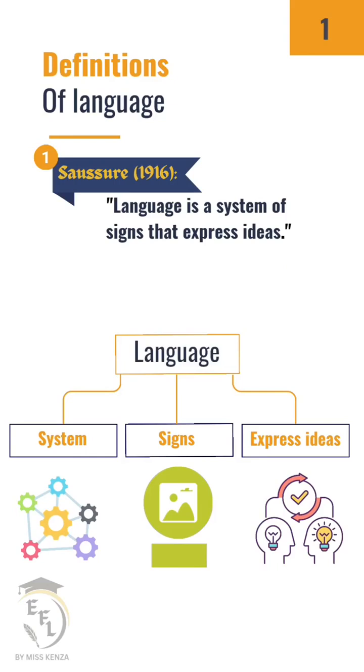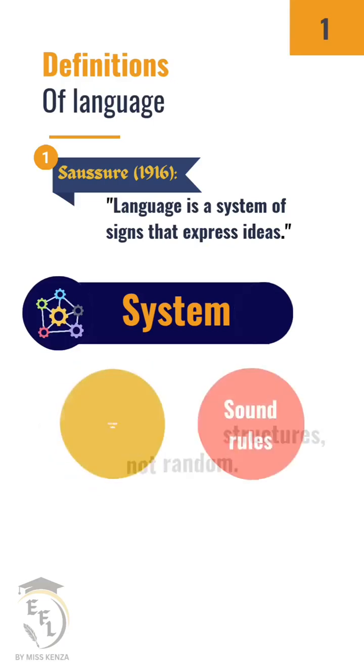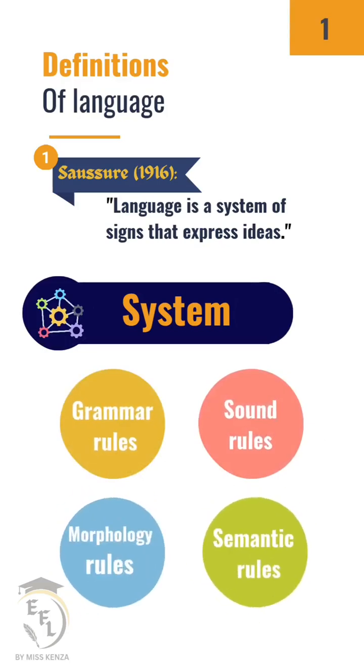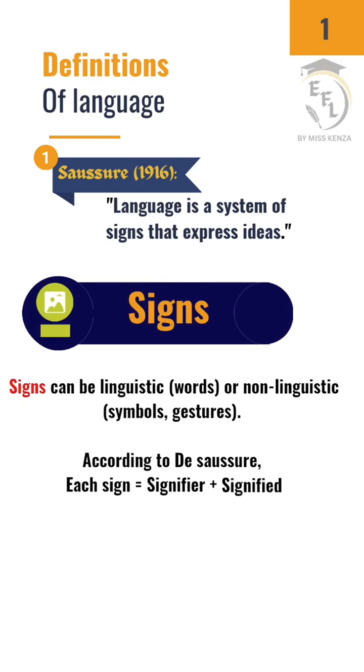Let me explain. Language is a system means that it is organized, not random. In other words, language follows rules and structures, such as grammar rules, sound rules, morphology, and semantic rules. Signs can be linguistic or non-linguistic.